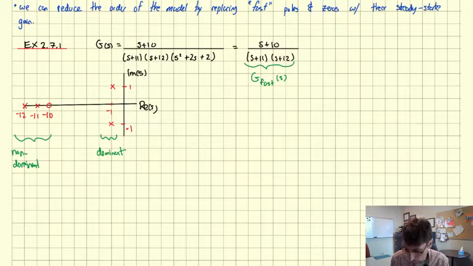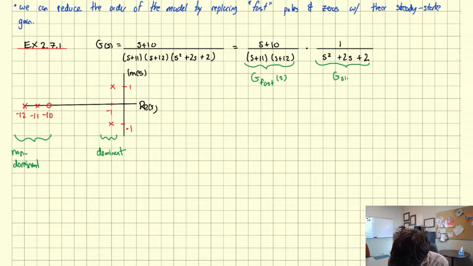Let's call this G subscript fast. And then what's left is what we'll call the slow part, so times 1 over... Okay, let's call that G slow. The idea in our model reduction is, assuming we're interested in a step response, right? If you're interested in frequency response at other frequencies, you might have to consider fast. But for step responses, as we saw above, that fast part is going to decay quickly to 0. So we're going to replace it with its steady state value.